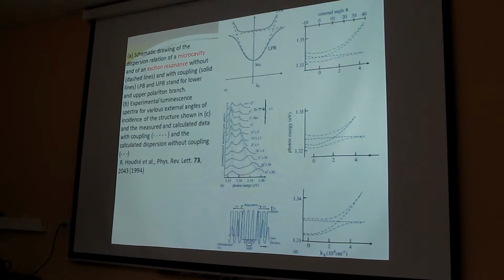Yeah, this is easier. This is now calculated curves without coupling, and the dash dotted lines with coupling, depending on the detuning between the bottom of this cavity polariton and the exciton resonance, and you see this phenomenon. And you see here a measured luminescence spectrum where you can see nicely this upper cavity polariton branch, and here's the lower one.